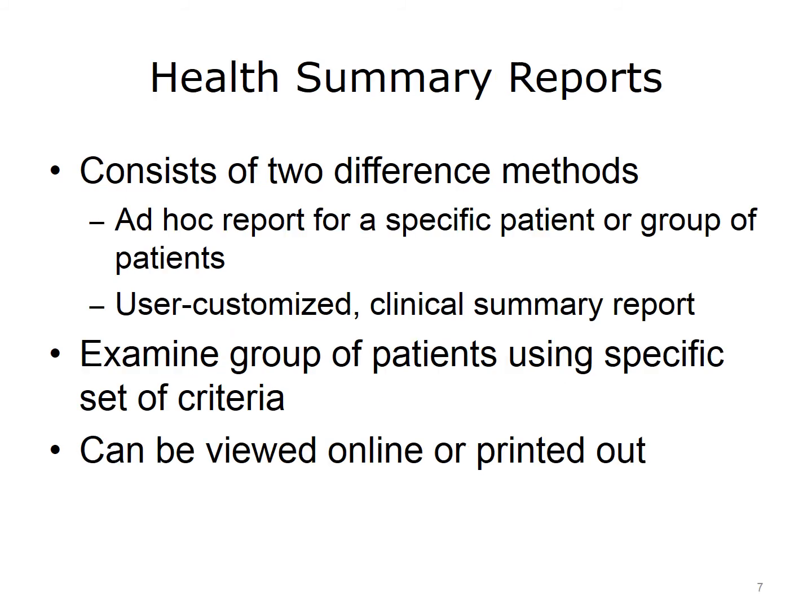The health summary reporting function of the EHR consists of two different methods for creating a report. One method is to create an ad hoc report for a specific patient or group of patients as needed. This report will not persist in the system, and if needed for use again in the future, would need to be recreated. The second method is a user-customized clinical summary report, which can be stored in the EHR system for use in the future, a canned report. It may also be available to other users of the EHR. A number of pre-existing standard reports are also available for use.